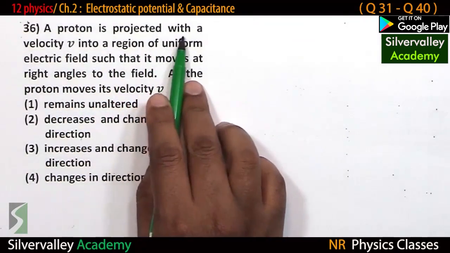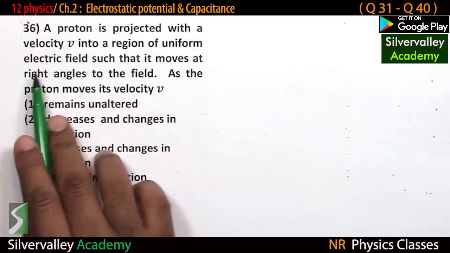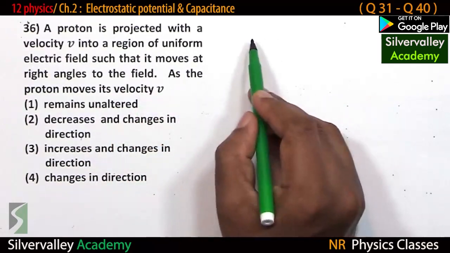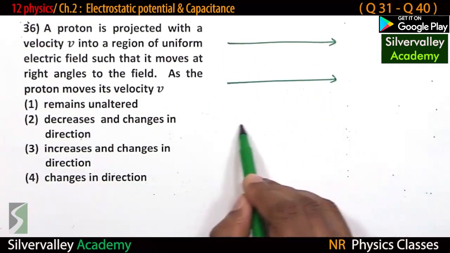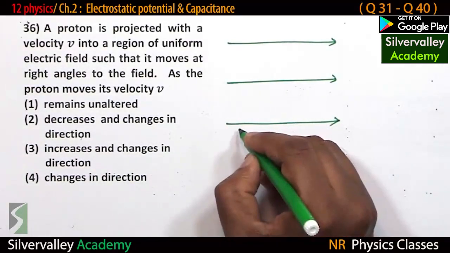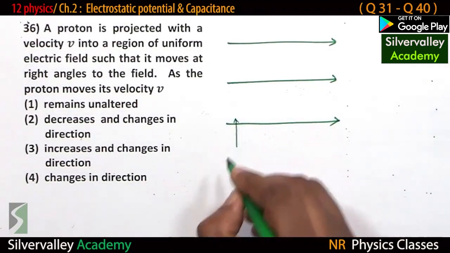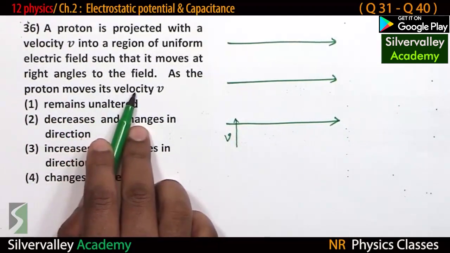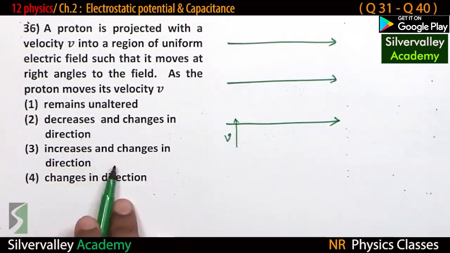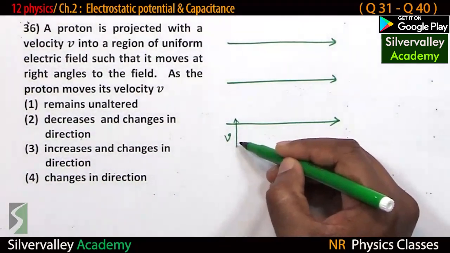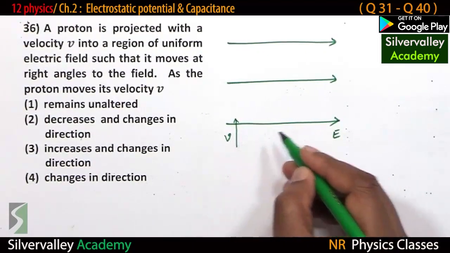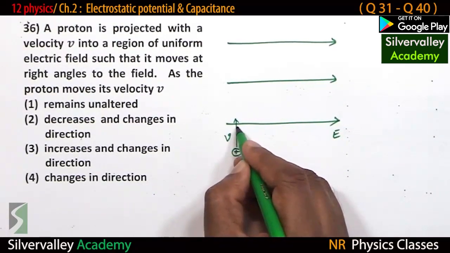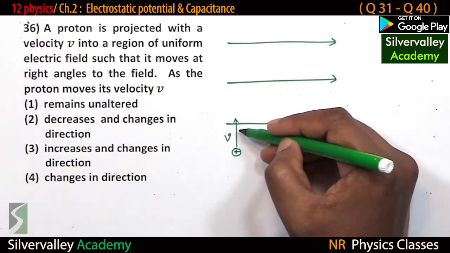A proton is projected with a velocity v into a region of uniform electric field such that it moves at right angles to the field. So this is the electric field. Proton is thrown perpendicular to the field with velocity v. As the proton moves, its velocity v remains unaltered, decreases, increases, fine. Since the positively charged particle enters the electric field perpendicularly, this proton experiences force in the direction of the field. So it takes this path.